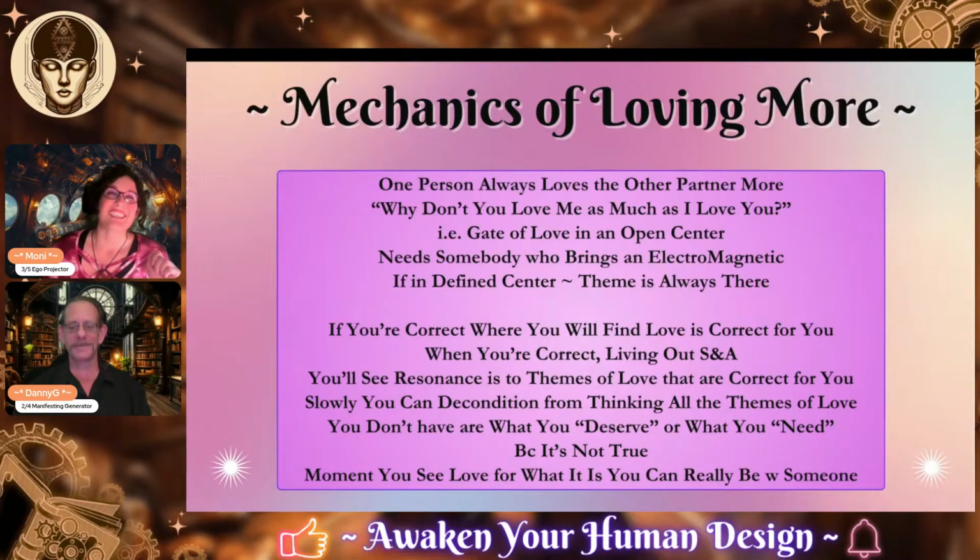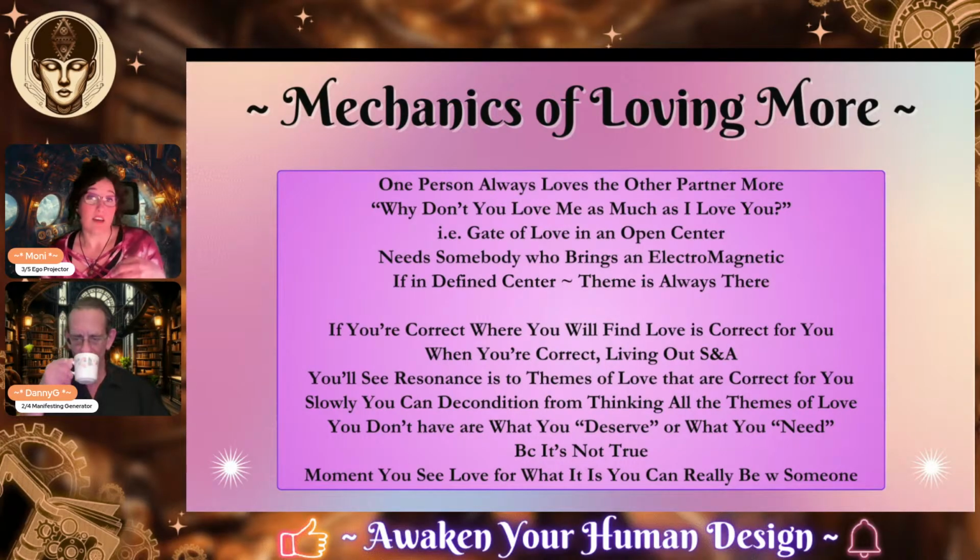So, continuing on, the mechanics of loving more. One person always loves the other partner more. Why don't you love me as much as I love you? For example, if you have one of these 10 gates of love in an open center, you need somebody else who brings that electromagnetic. So let's say you have the gate, but the center is white and undefined. You're going to need someone else to bring the energy to activate it so you can feel that love.